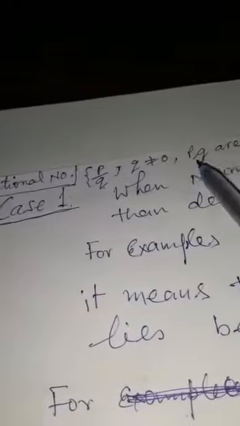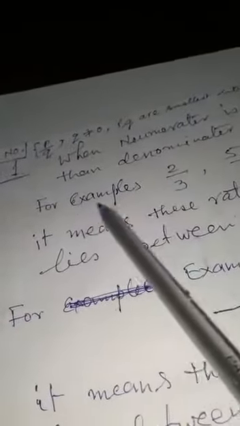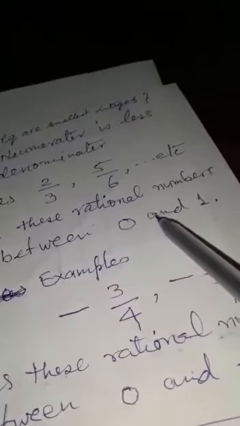Rational numbers can be written in the form p by q, where q is not equal to 0, and p and q are integers. Case 1: when the numerator is less than the denominator, for example 2 by 3, 5 by 6, etc. It means these rational numbers lie between 0 and 1.